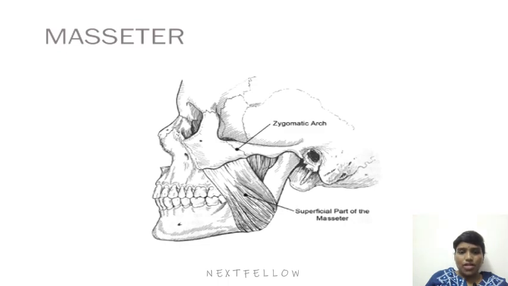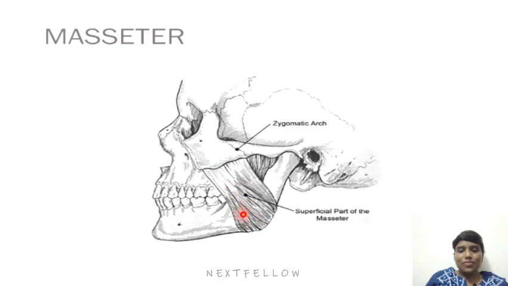Masseter, it is a quadrilateral shaped muscle. It has superficial fibers, intermediate fibers and deep fibers. Superficial fibers, they take their origin from the anterior two-thirds of the lower part of zygomatic arch, whereas intermediate fibers, they take their origin from the lower border of posterior one-third of the zygomatic arch. Deep fibers, they take their origin from the deep surface of zygomatic arch. The fibers will pass downwards and laterally.